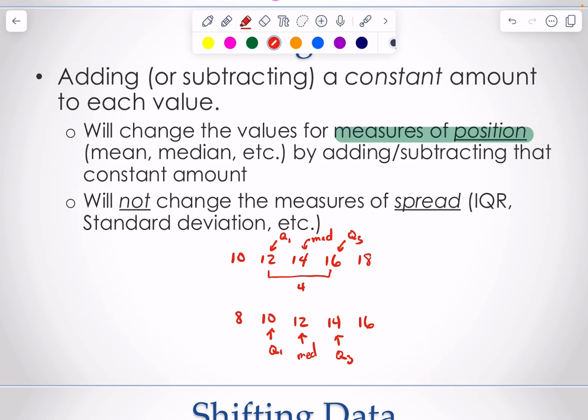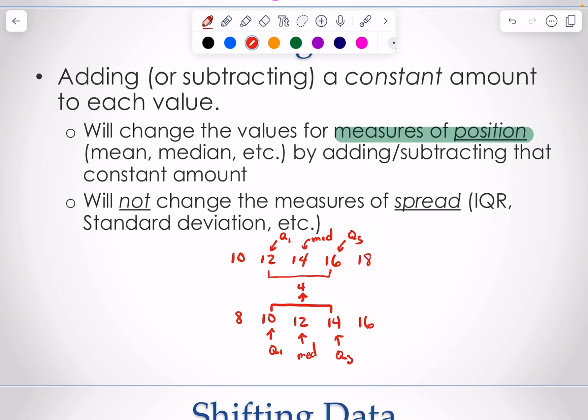But if I notice my spread, in this case, like we calculated IQR, so if I look at my spread, notice I'm going from 14 to 10, so Q3 minus Q1 still gives me the same measure we had before. So the IQR didn't change. My standard deviation wouldn't change because my values didn't get further apart or closer together when I shifted. I just took the entire distribution, picked it up, moved it to a new spot, and that was it.